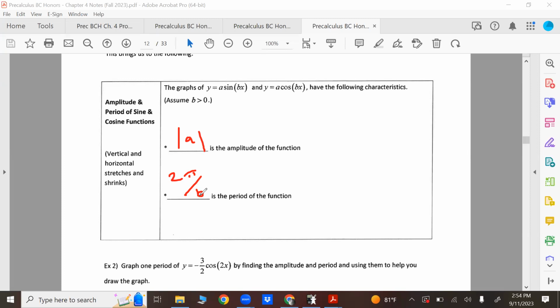Always assume b is bigger than 0. If it's not, what you're going to do is make the inside negative. For example, if you have y equals cosine of negative 2x plus pi, you're going to factor out negative 2. And then you would have negative x minus pi over 2. And then you would deal with a horizontal reflection. We'll talk about that later. But if you have something like that, always make the b value positive.